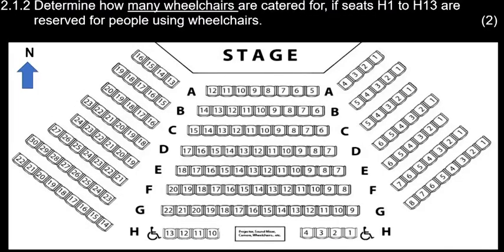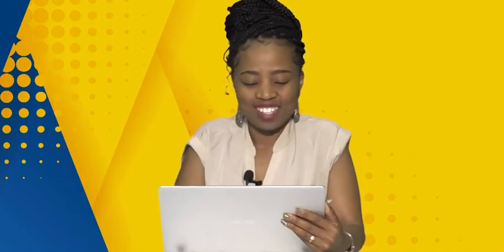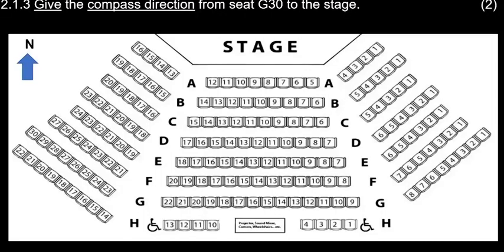The second question there says, determine how many wheelchairs are catered for. If H1 to H13 are reserved for people using wheelchairs, they gave you a guide. H1 to H13. You go find H. This is the H, and you can see the key there already shows you. Then you just count those seats, and then you have your answer. Easy, right?